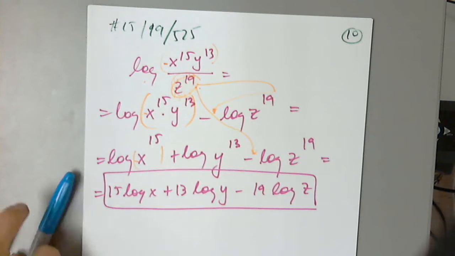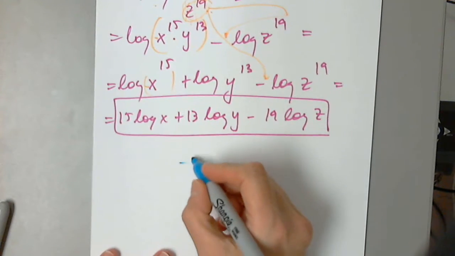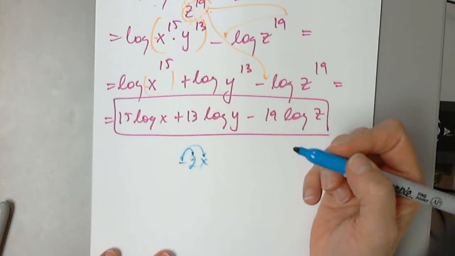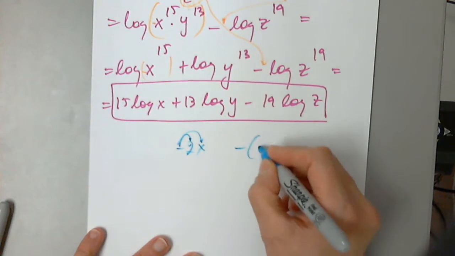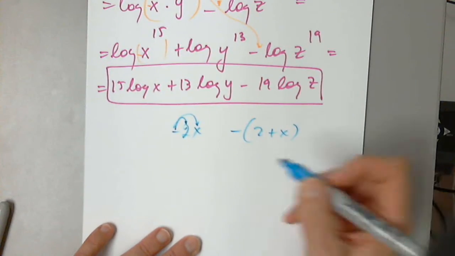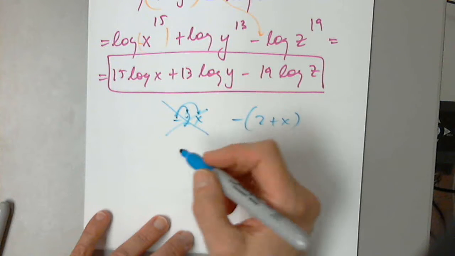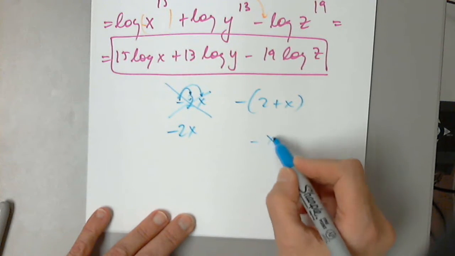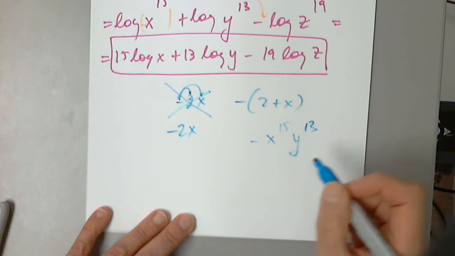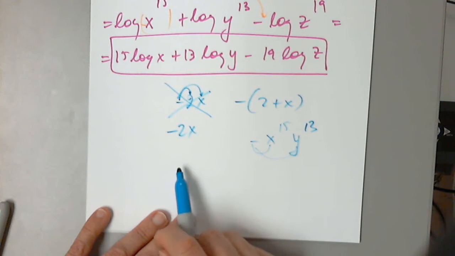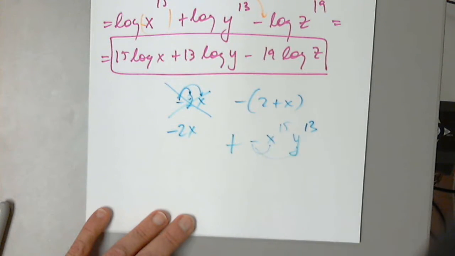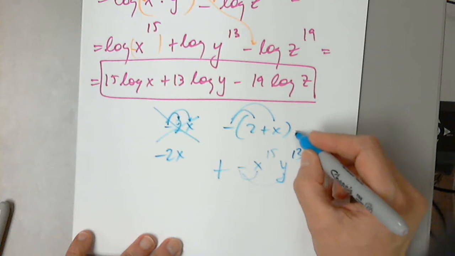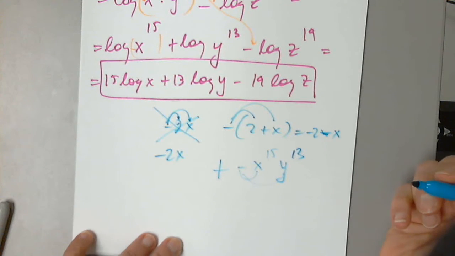Okay, hold on. If I have -2x, it doesn't mean that it's -2 and -x. That would be a distributive law, but this is not a distributive law. This is just -2x. So if I have -x to the 15th, y to the 13th, it doesn't mean -x and -y, because then it's going to be positive. But if you distribute -1, it's a different story. Then you get -2 and -x.